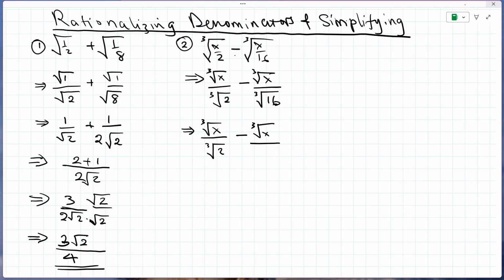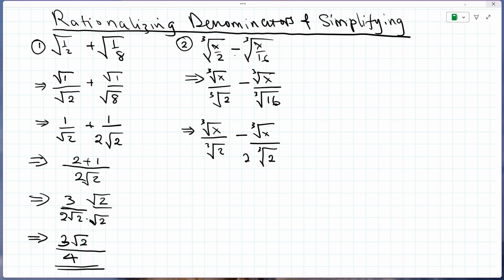Now we have to look at what we have here because eventually we want to get rid of this root sign. So we have root 2. So when we look at 16, 16 is 2 times 2 times 2 times 2. So we can actually bring out a 2 from the cube root sign, and we remain with a 2 there.